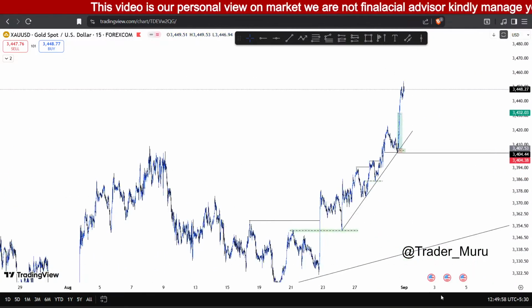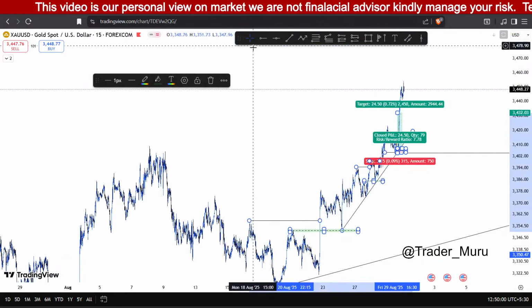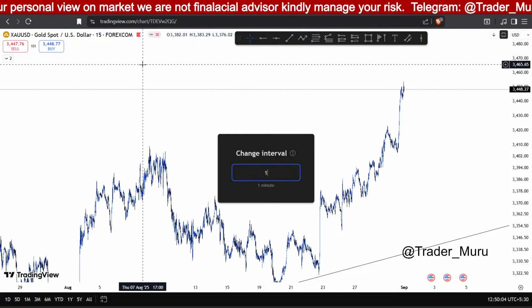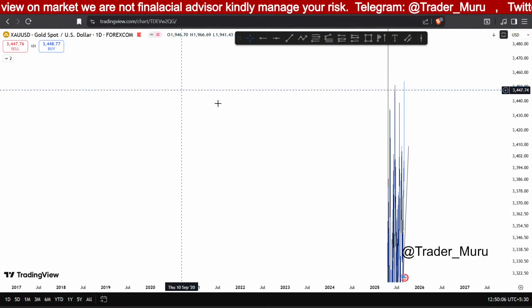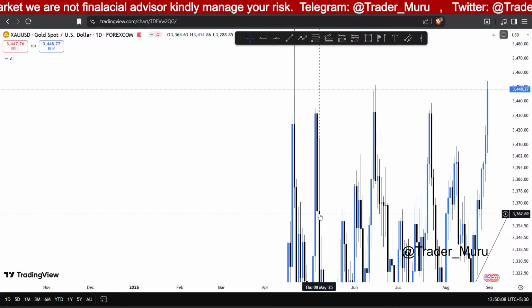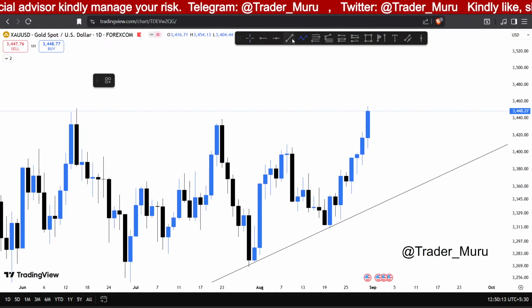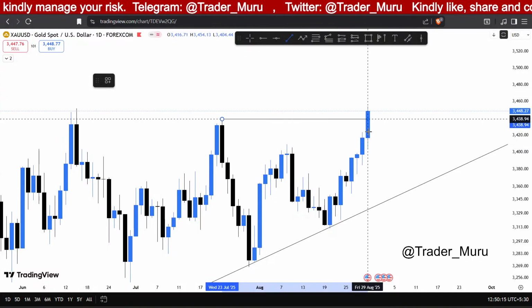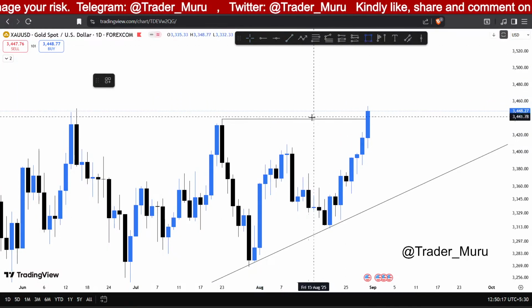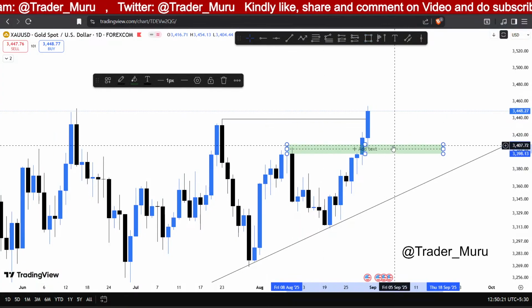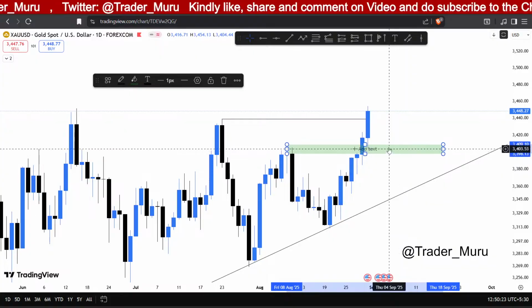And here again we have the same scenario in daily time frame, which is this one, breakout structure and internal support. So if price tests this area, I will definitely be buying from here.